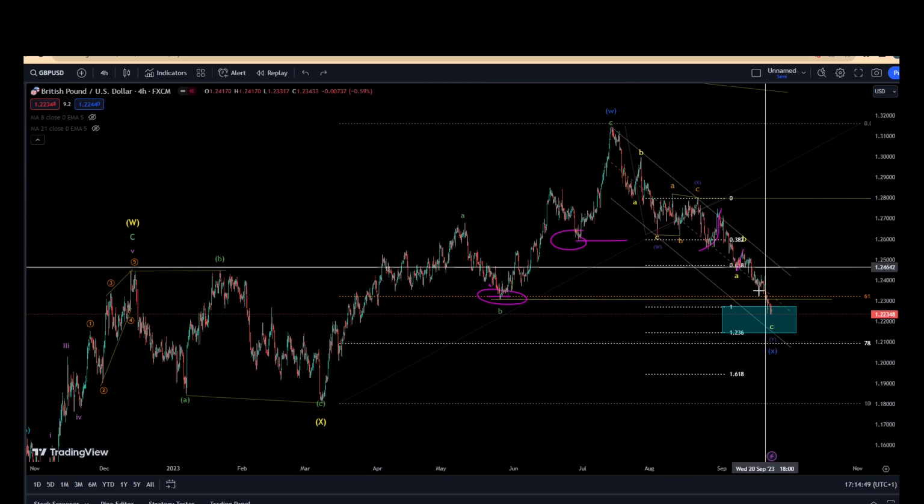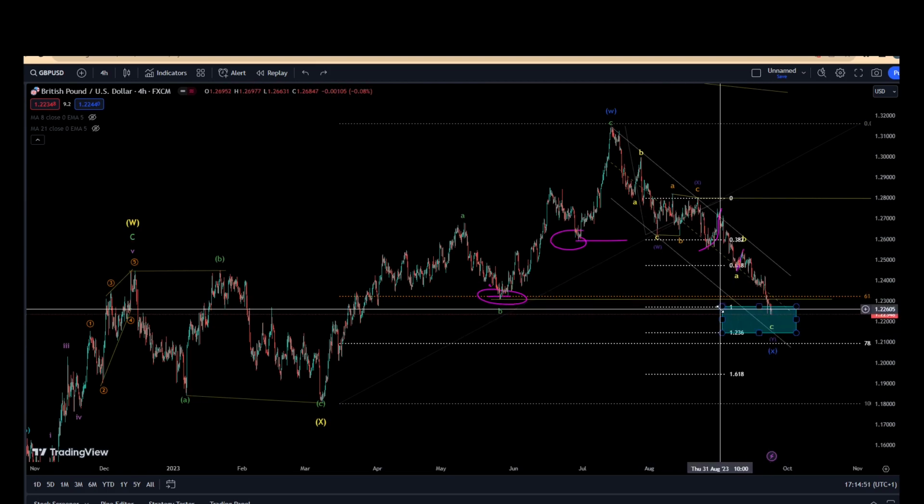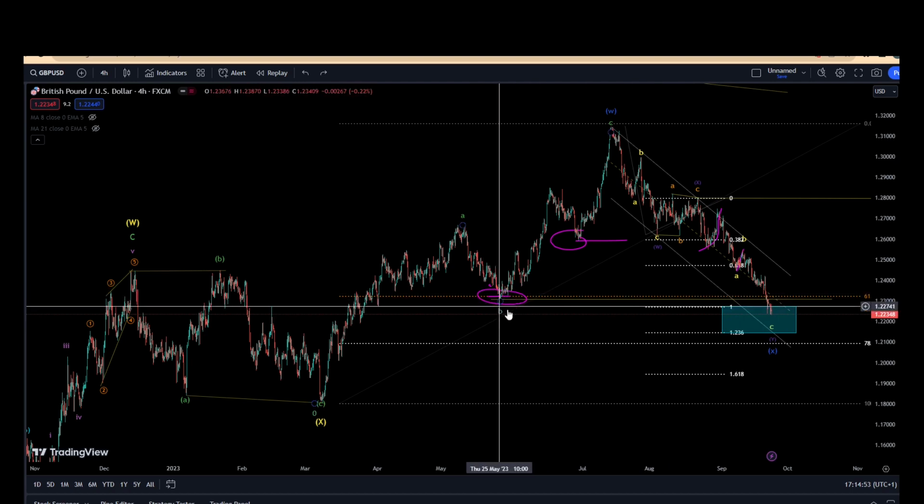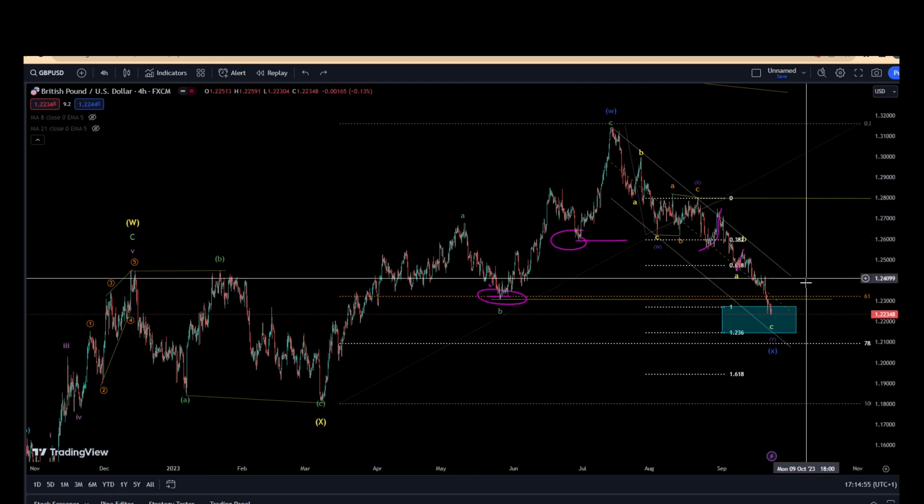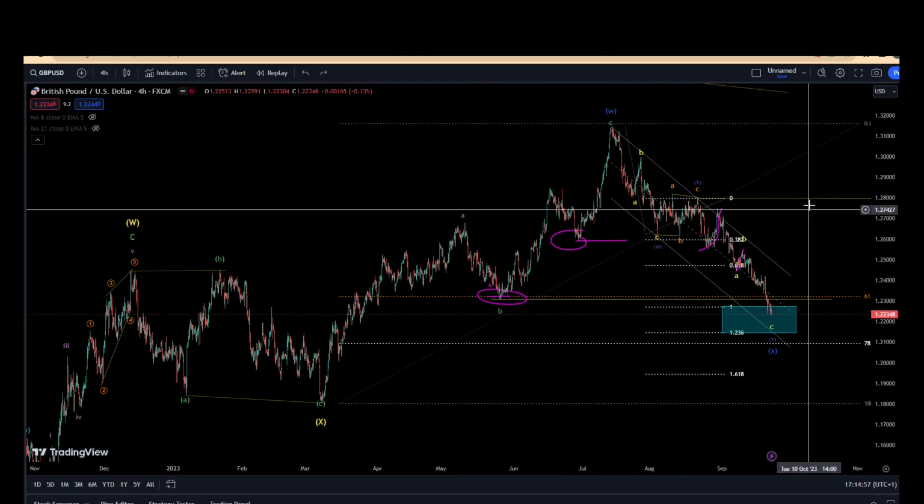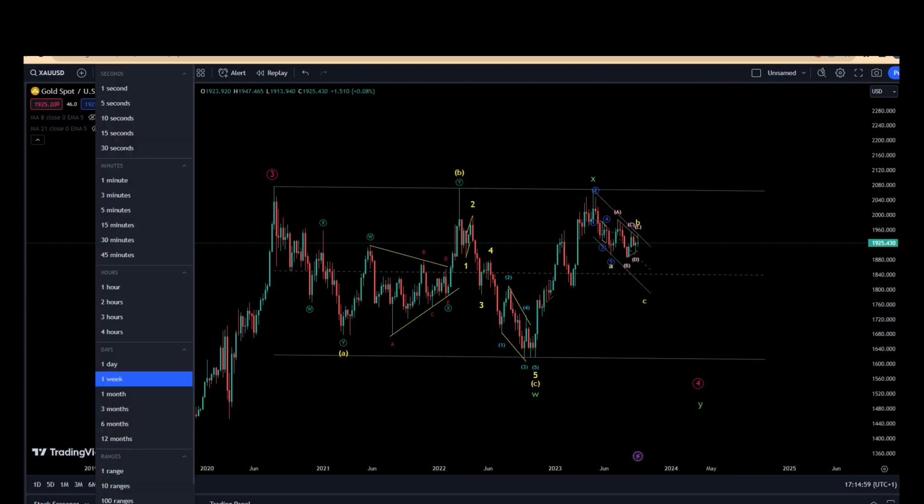So I would say just be a bit careful with this market. Take your time, and remember we just broke a market structure. Now is to see whether we are going to continue going down, or are we going to continue moving towards the upside. So let's go to gold.